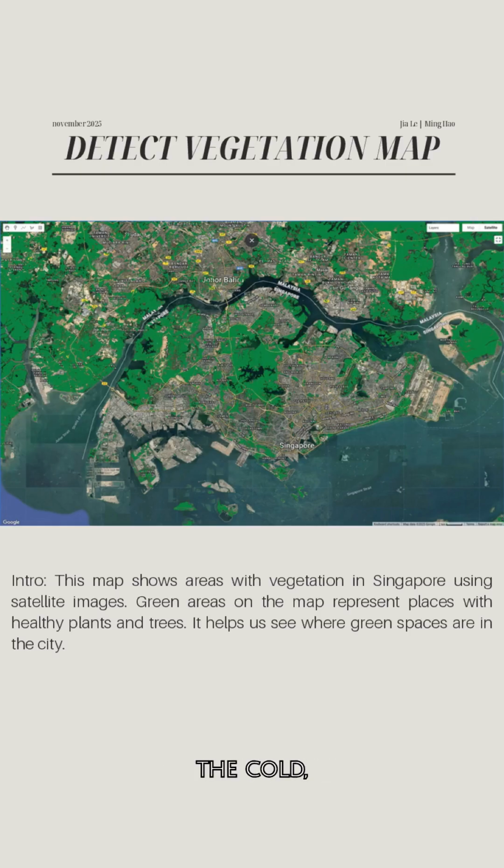After running the code, Earth Engine displays a color-coded vegetation map. Darker greens show stronger plant health. This gives a quick view of tree cover, parks, and green corridors.